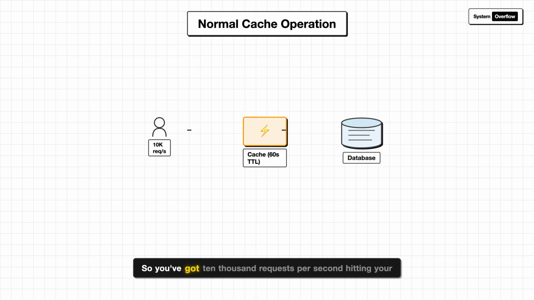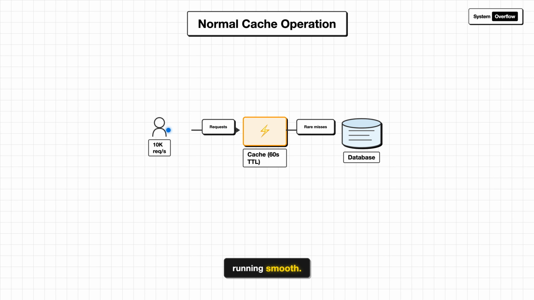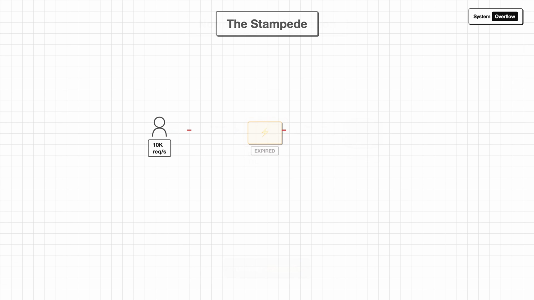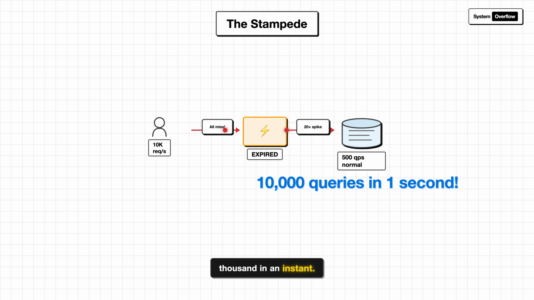So you've got 10,000 requests per second hitting your cache with a 60-second TTL, and it's serving 600,000 requests before the cache key expires. Everything's running smooth. But then, the TTL expires at exactly 12 noon, and all 10,000 requests in that 1 second see a cache miss simultaneously. They all slam the database at once, going from 500 queries per second to 10,000 in an instant.